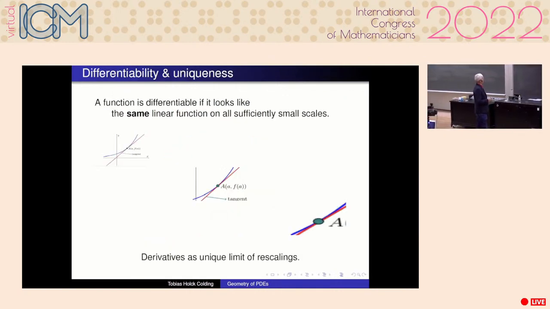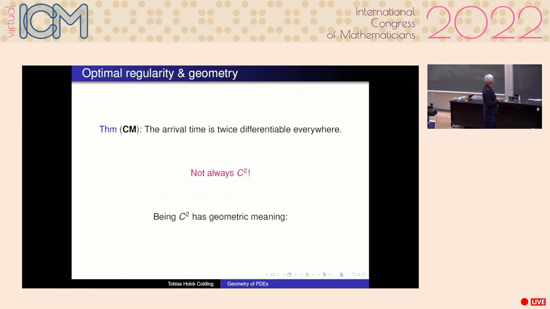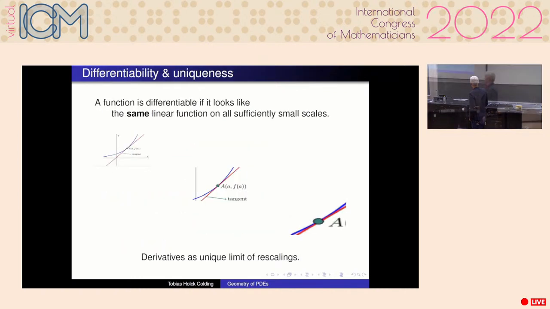Now you might ask, how do you use geometry to prove that the arrival time function is twice differentiable everywhere? Well, in order to explain that, let's review what it even means for a function of a single variable to be differentiable. One way of thinking about it is that the function looks like a linear function on all small scales, and it has to look like the same linear function on all small scales, right?